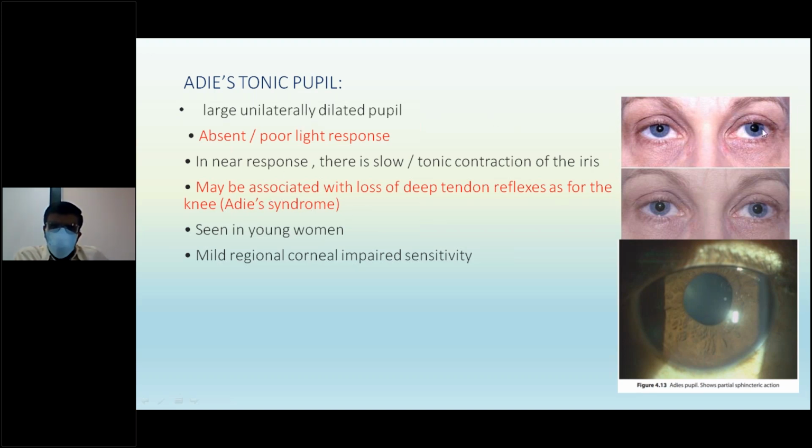Large unilaterally dilated pupil. Absent or poor light response. There is no light reflex. In near response or near reflex, there is slow tonic constriction of the iris. On seeing a near object, there is slow constriction of the iris. May be associated with the loss of deep tendon reflexes. That is Holmes-Adie tonic pupil.